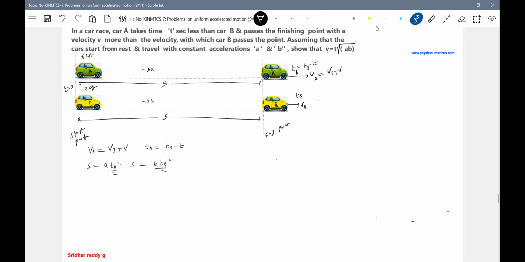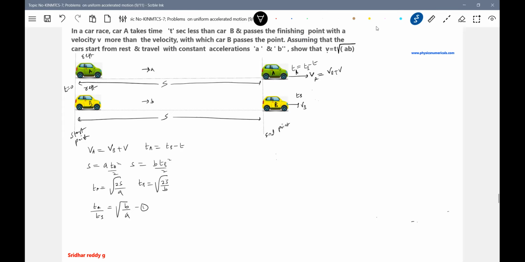So I'm interested in TA by TB. Let's see that. One more equation, I'll write it. TA you can write as 2S by A, TB you can write as 2S by B. So TA by TB, dividing these two, will be under root of B by A. This will be equation 1, I'll keep it as it is.